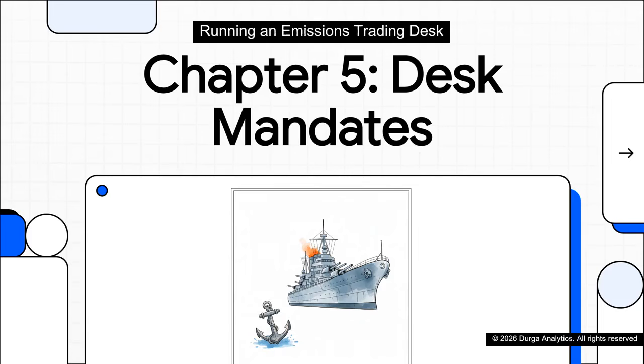This chapter is absolutely crucial because we are going to completely dismantle a highly dangerous industry norm. We're going to talk about why managing an absolute compliance obligation with a speculative risk budget is a recipe for disaster. By the end of this, you'll know exactly how to separate the capital your desk must be able to pay from the capital it is allowed to lose.